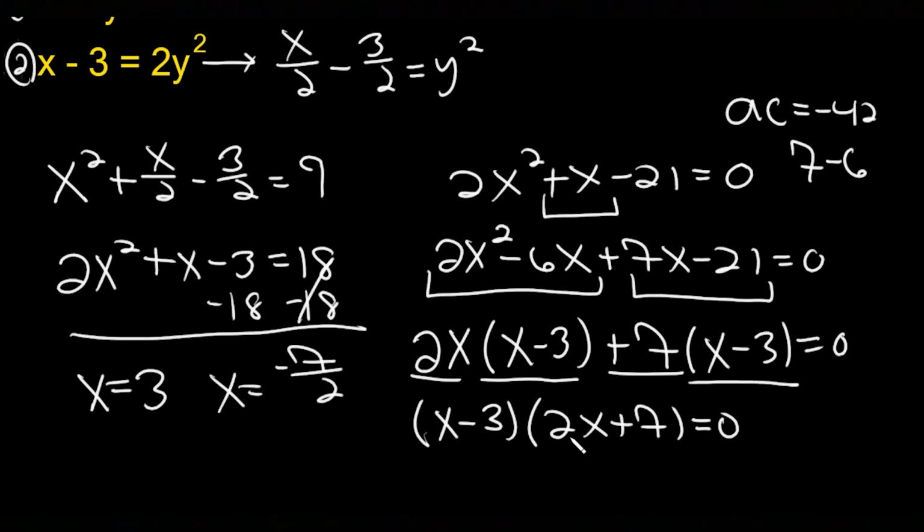So you could have solved that using the quadratic formula. If you don't want to factor by grouping, you don't have to do it this way. Just plug it into the quadratic formula and you're going to get the same thing. But now I can see that x is 3 and x is equal to negative 7 over 2.